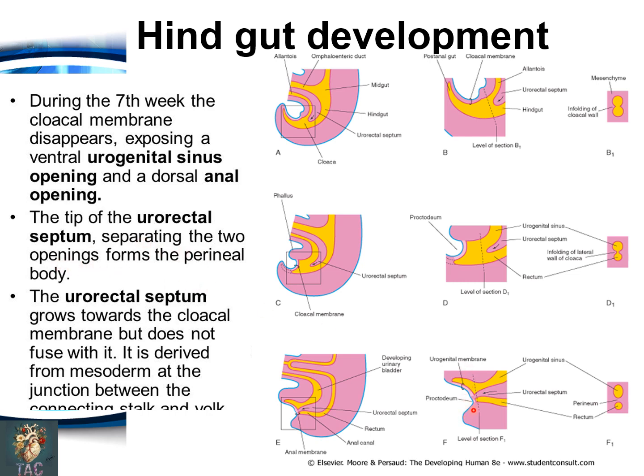In this diagram also you can see the tip of the urorectal septum, which is present in between these two areas, is the perineal body. The urorectal septum grows towards the cloacal membrane, but it does not fuse with it. It is derived from the mesoderm at the junction between the allantois and the hindgut. Again, you can see these cross sections showing the direction of growth of the urorectal septum, which grows to separate these two parts of the cloaca into the urogenital sinus and the hindgut.